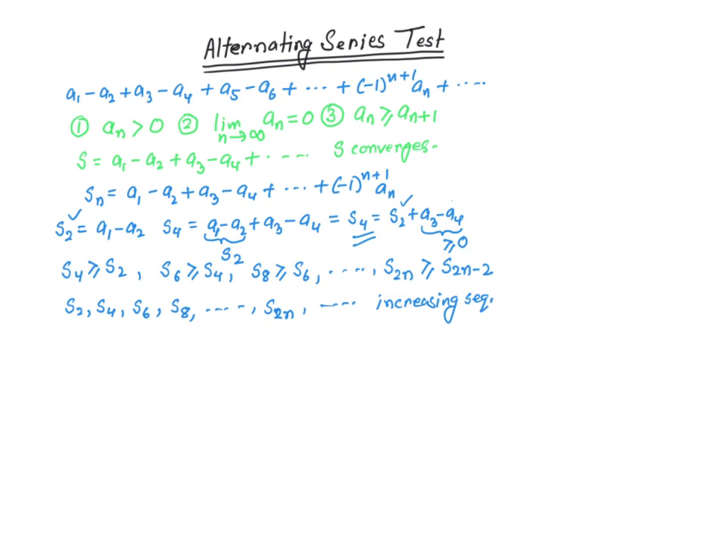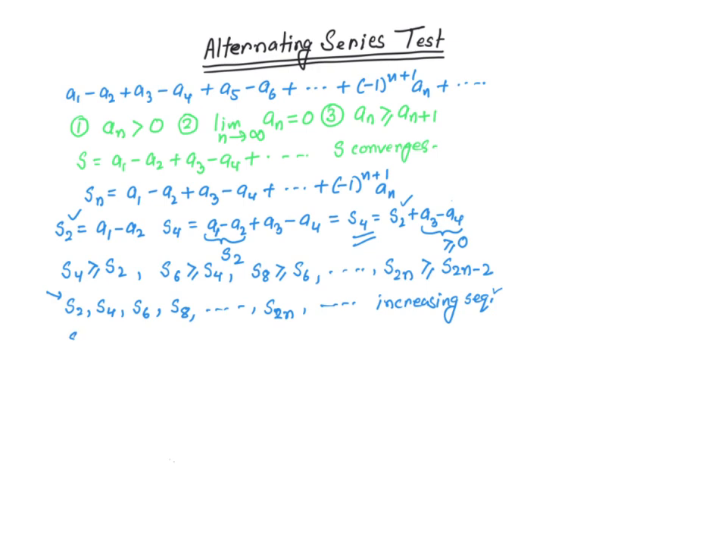So once again, this sequence of partial sums, S sub 2, S sub 4, S sub 6, S sub 8, is a sequence of partial sums, and these partial sums are increasing as n increases. Now let me show that this sequence is actually bounded as well.